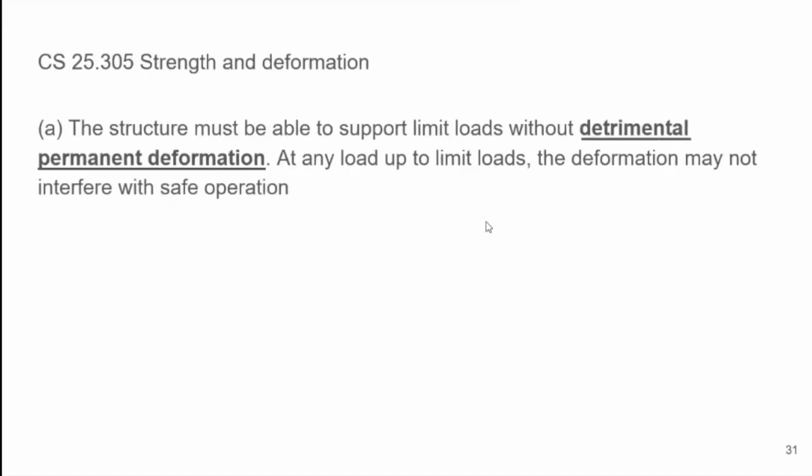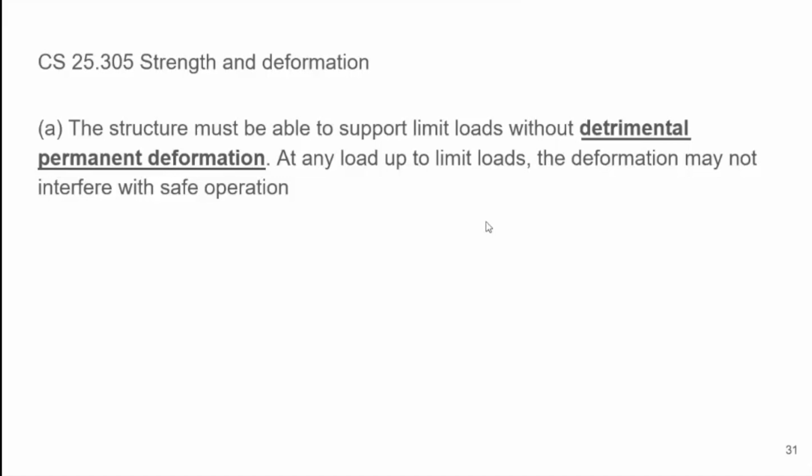And strength and deformation. The structure must be able to support limit load without detrimental permanent deformation. So one thing in aircraft structure design certification is that you don't allow any permanent deformation. This is a problem, because composite does not deform. However, it may fail already. That is a big problem, and that is the impact damage issue.